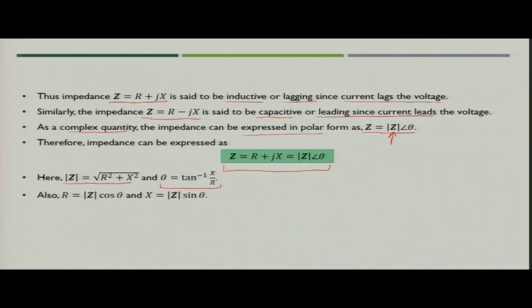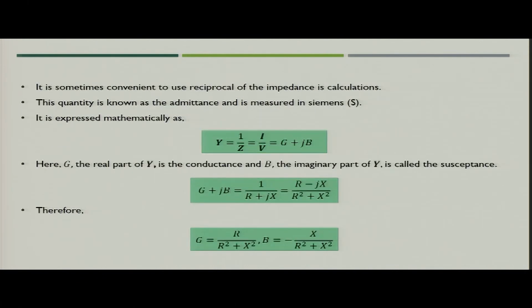Or if you want to convert polar into rectangular, you can say R is nothing but mod of Z cos theta and X is mod of Z sin theta. Now, sometimes it is convenient to use reciprocal of impedances in calculation. This happens specifically when you have parallel connected circuits, like if you have impedances connected in parallel like this.